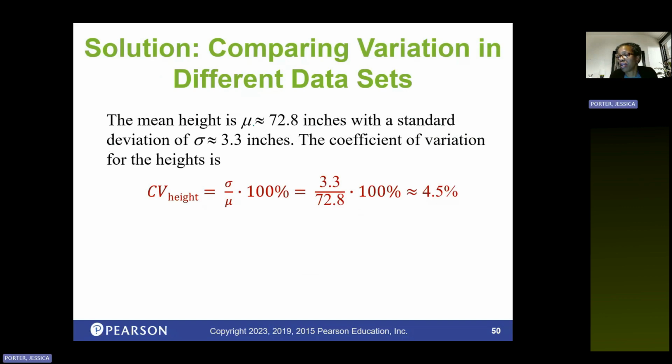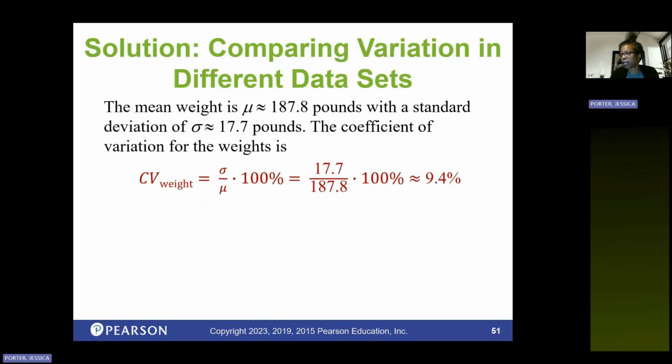The mean height, and for you, what you can do is put it in StatCrunch, of course, just the double window, open in StatCrunch, the summary stats to find the mean and the standard deviation. And then you'll multiply that by 100. So 3.3 divided by 72.8, which is the mean, multiply that by 100, and you get 4.5%.